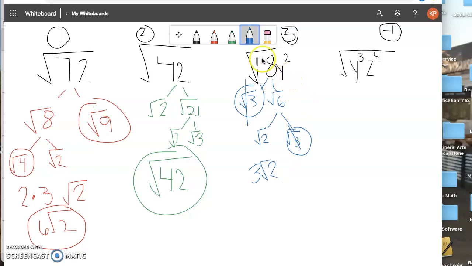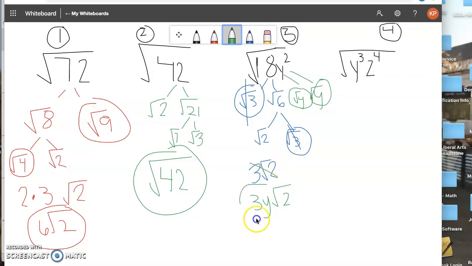Now to deal with y, I want to think of, well, what can I multiply y by itself to get y squared? And I know that if I take the square root of y times the square root of y, times y, that is equal to y squared. So once again, I have a pair. I can take one of those out, and now I can rewrite this as 3y radical 2. And that is our final answer.